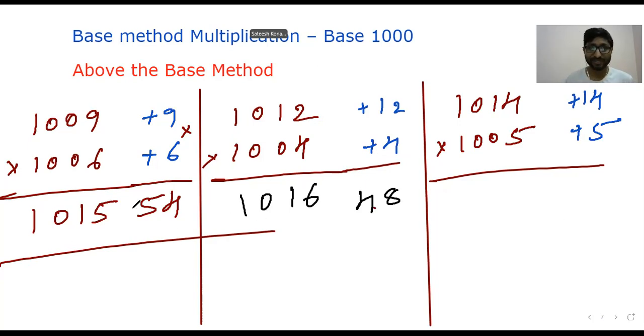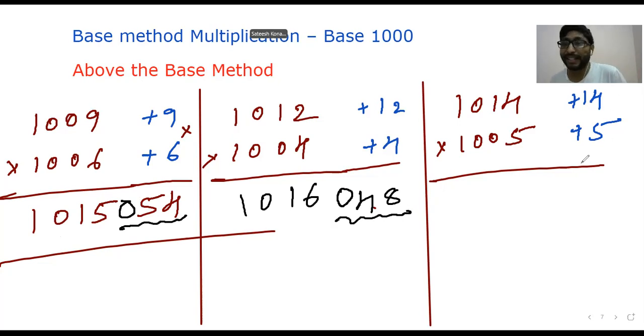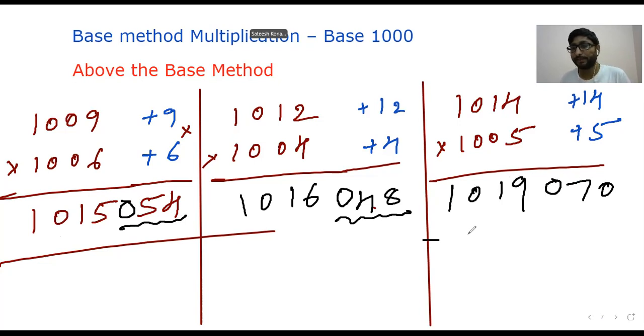Is this the right answer here? I think no. Wrong answer. We need to write 0. This is the right answer. Okay. Why? Balancing rule. Here also we need to write 0. Why? Balancing rule. 14 5s are 70. So use the balancing rule. 0701019. That's it. I hope you understand.